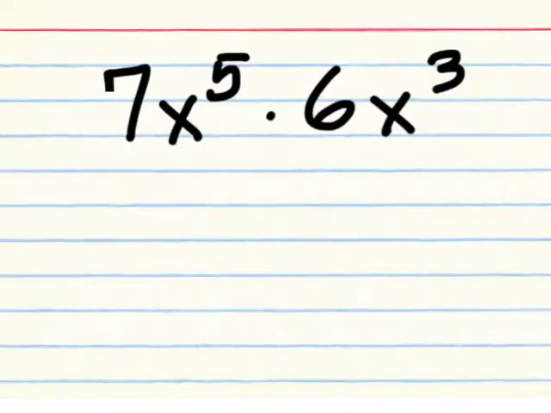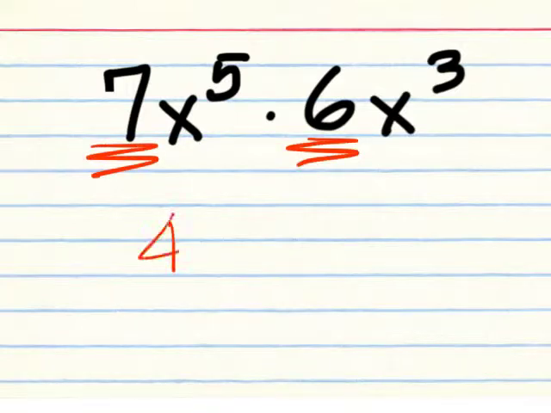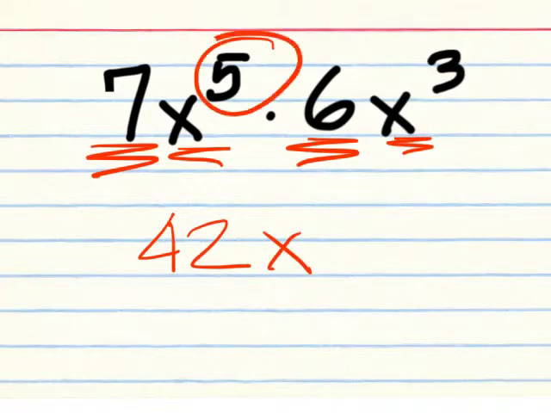7x to the fifth times 6x to the third. Multiply the coefficients first. 7 times 6 is 42. The variables are the same, so keep the x and add 5 and 3. Answer should be 42x to the 8th.